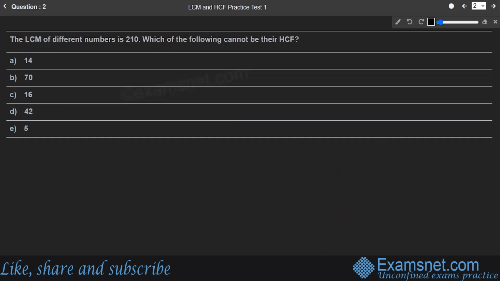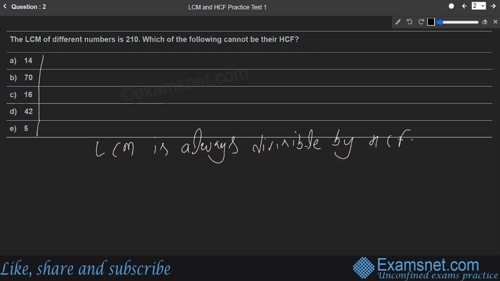Okay, the LCM of different numbers is 210. Which of the following cannot be their HCF? There is a simple theory: LCM of any numbers is always divisible by its HCF. So whichever number in this question cannot divide 210 will be the number that cannot be the HCF, because the HCF should always divide the LCM. So out of these options, whichever number is not able to divide our LCM, 210, will be our answer.